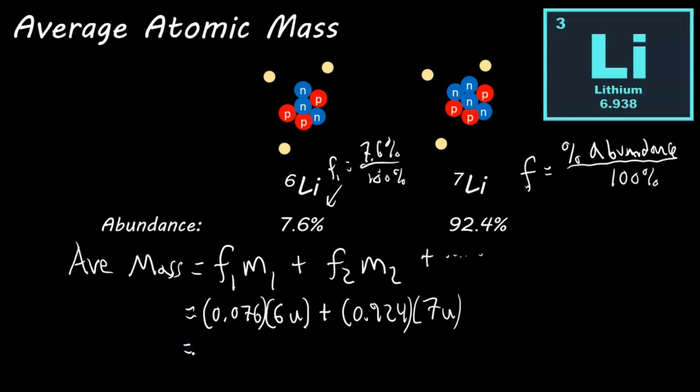And if we plug that into the calculator, 0.076 times 6 plus 0.924 times 7 is 6.9 u. So there we go. So it matches up there. If we had greater precision in the abundance, we would get greater precision and closer to the true value. So that's it for introducing the average atomic mass and providing a brief example.